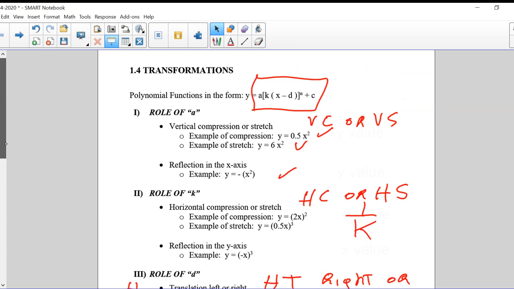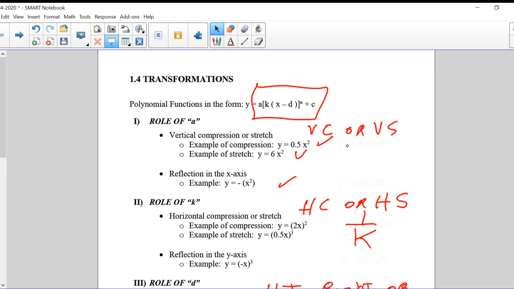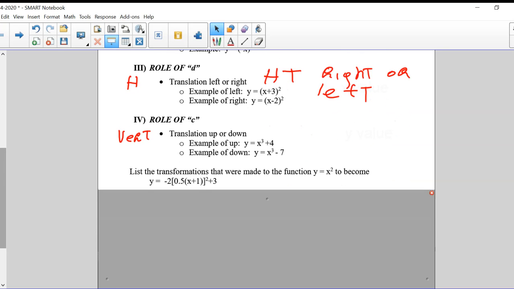If it's a vertical translation, you have to tell me whether it's up or down. Vertical translation is down here. So for vertical translation, which you can use as VT, you have to tell me whether it's up or down. That has to be part of how you describe it. Okay, hopefully I haven't left anybody behind yet.